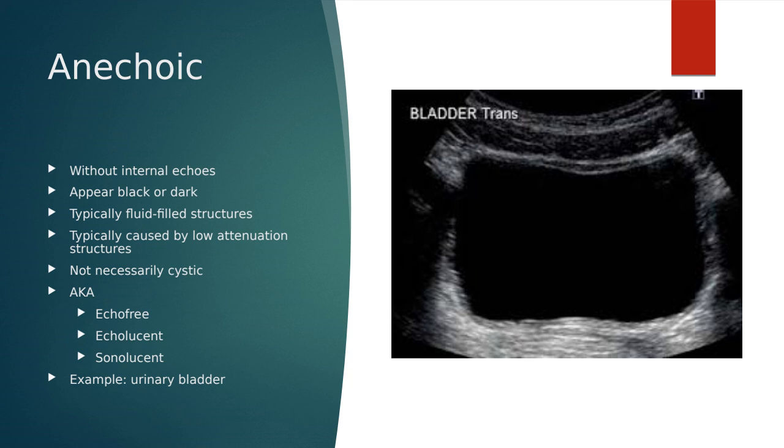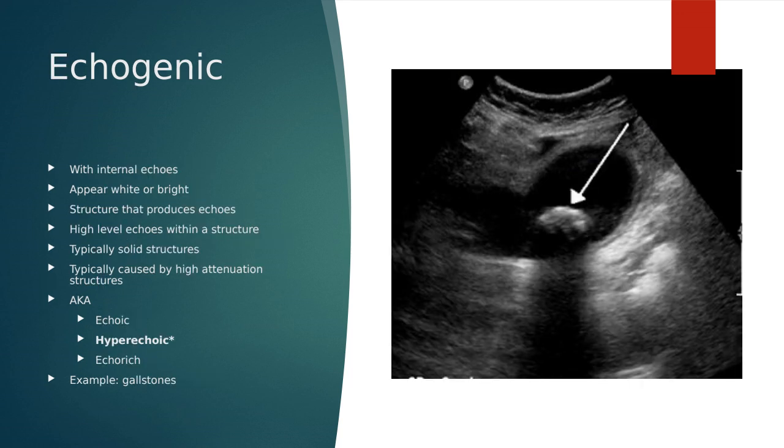It is fluid-filled, it is filled with urine, it is a low attenuation structure. Because it is fluid-filled, sound can travel very easily through it. The sound is not going to be as absorbed as it would be traveling through a thicker structure or a thicker tissue. So it is giving us a black appearing image.